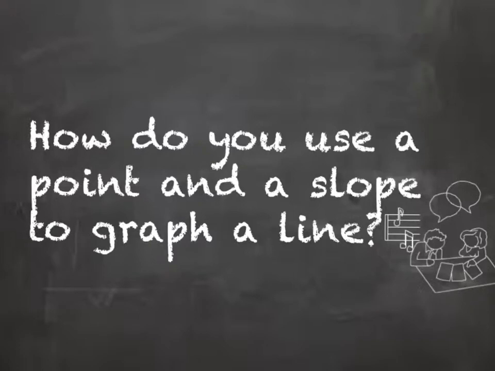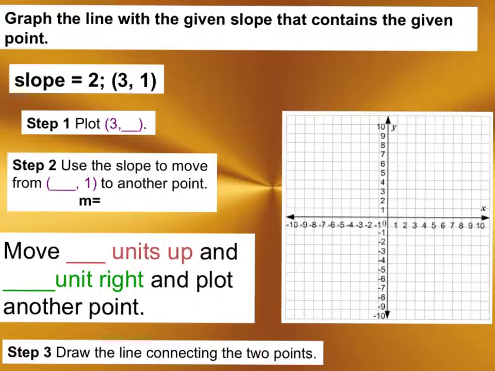How do you use a point and a slope to graph a line? In the previous videos, I showed you how to use a slope and a y-intercept to graph a line, and now I'm going to show you what to do when you are given a point and a slope to graph a line. Here's our example. Graph the line with the given slope that contains the given point. Make sure you pause the video and write down this example first so that way you can follow along and fill in the blanks. So as you look to see here, they gave us slope, which is equal to 2, and they gave us a point, which is 3, 1.